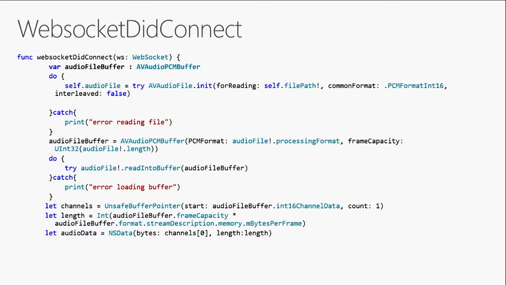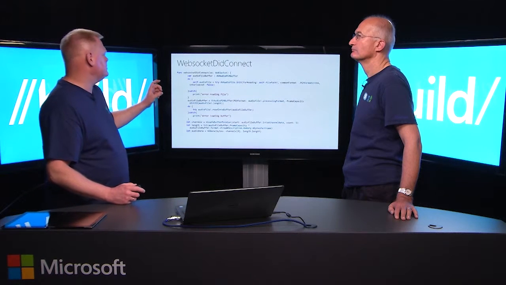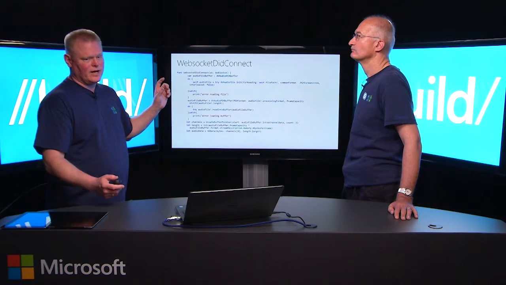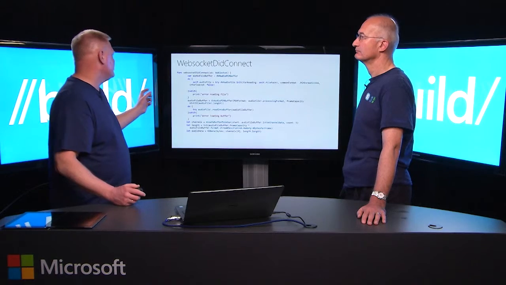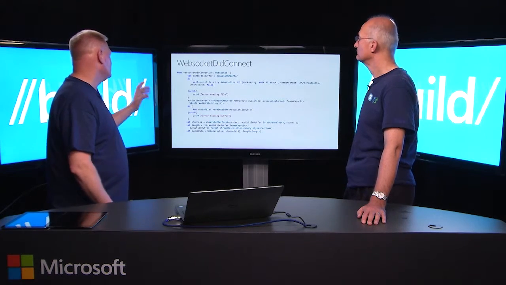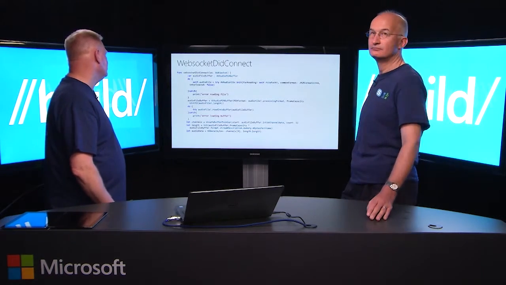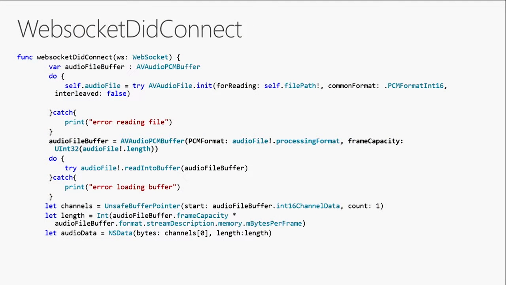So we're going to create an AVAudioPCMBuffer, and then we're going to do a do, try, catch. Now this is to open the file. At this point, what we're doing is we're taking data out of an audio file, but we could just as easily take this from the microphone or take it from the video. So once we have the file, we're going to format the file so that it's ready to be used. We're going to do another do, try, catch to put the audio data into the buffer.